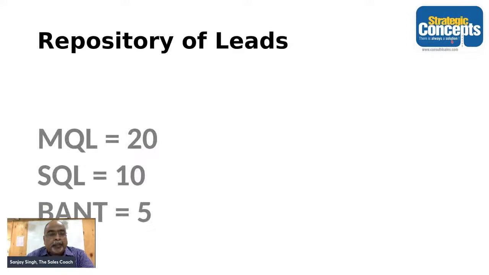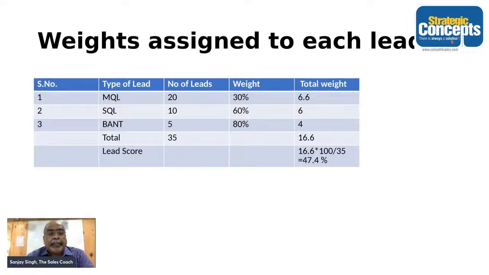Now, if I take case 2, where I have a repository of 20 MQLs, 10 SQLs, and 5 BANTs, and I assign those weights of 30, 60, and 80% respectively, I arrive at a lead score of 47.4%. Now, you can see very clearly that the more BANT leads in your lead repository, the higher the chances of getting a lead score of more than 50-60%. If the number of MQLs is higher in your repository, then the chances of getting a lead score of less than 50% is very high.